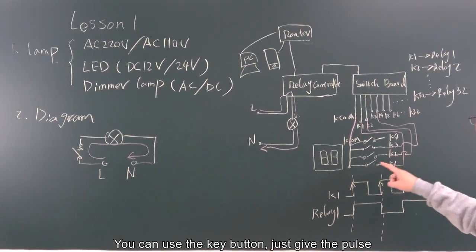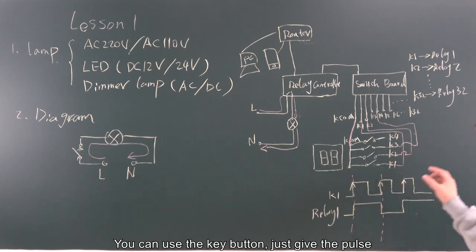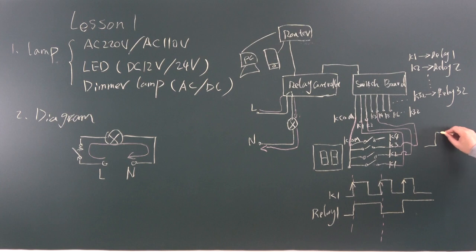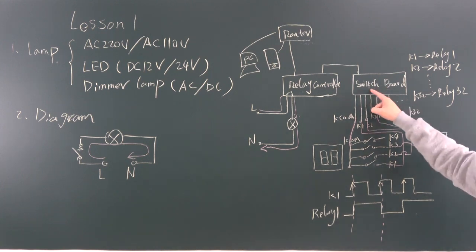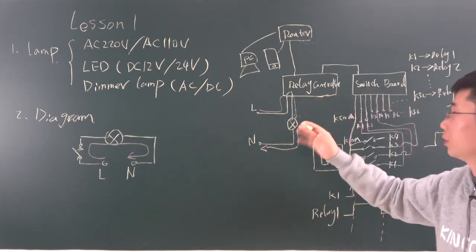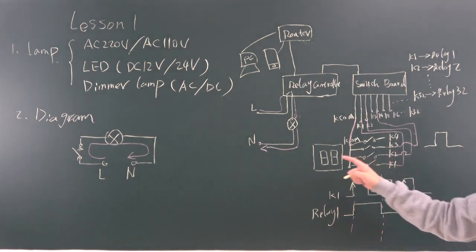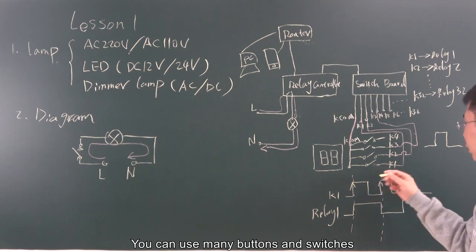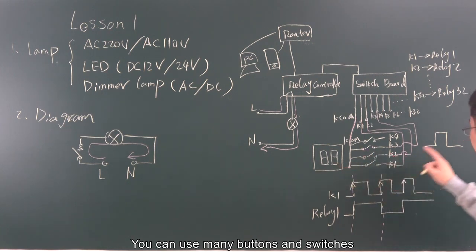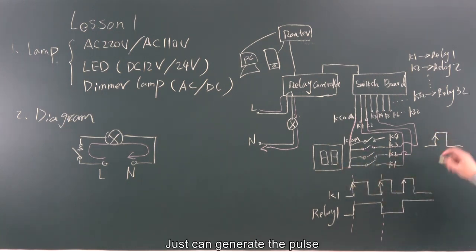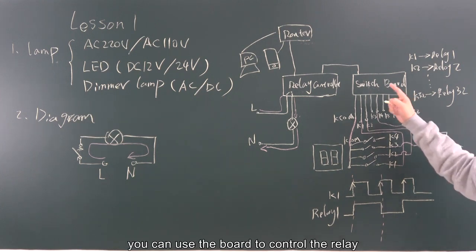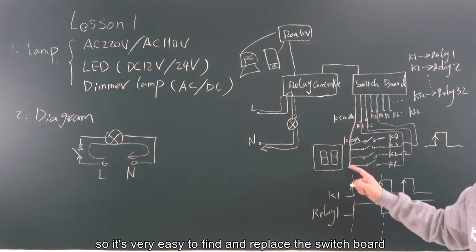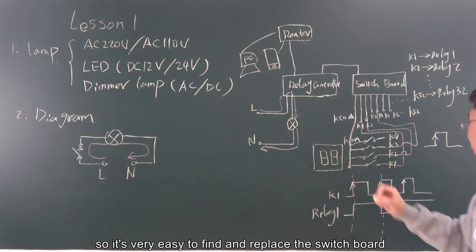So you can use the K button, just give a pulse to the switch terminal board, and the relay will change the state. So we think the switch button is flexible. You can use many buttons and switches, as long as they can generate the pulse. You can use the board to control the relay. So it's very easy to find and replace the switch board.